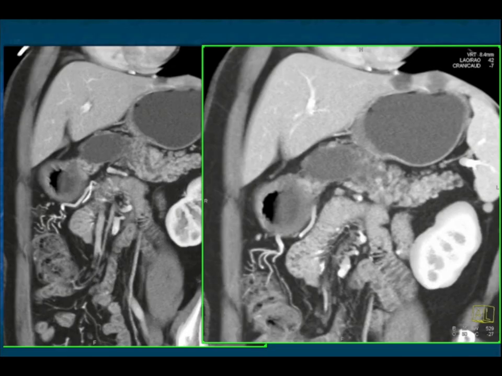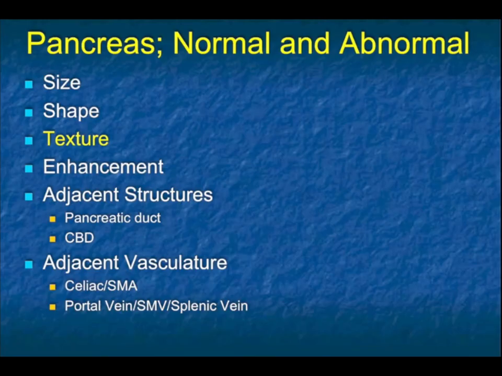Here it is again on some of the coronal 3D volume views, showing you nicely the markedly dilated pancreatic duct and the transition point in the gland. Now, we talk about, as we mentioned, size and shape.